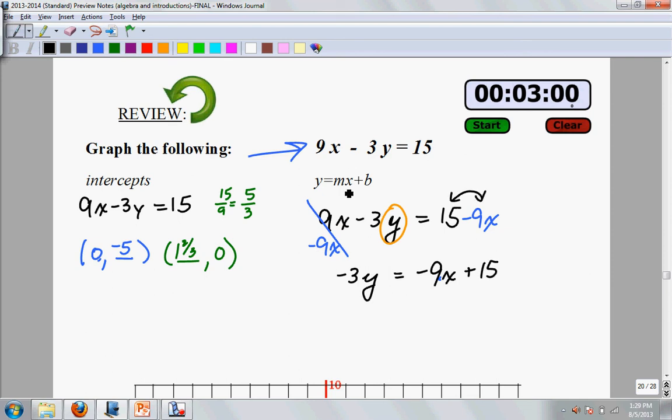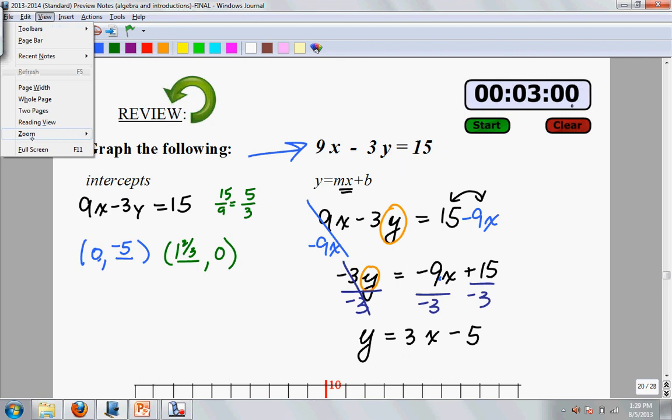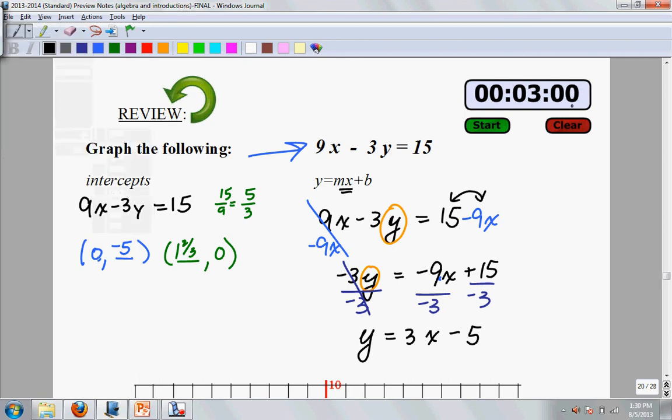I switch these because I'm trying to get x into the first position so you'd recognize it. Again, our goal is to get y by itself. So we're going to divide by negative 3 every term to clear it. And our final is going to be y equals positive 3x minus 5. Now to graph this, I'm going to use y equals mx plus b, and I'm going to show you that those intercepts work just the same.